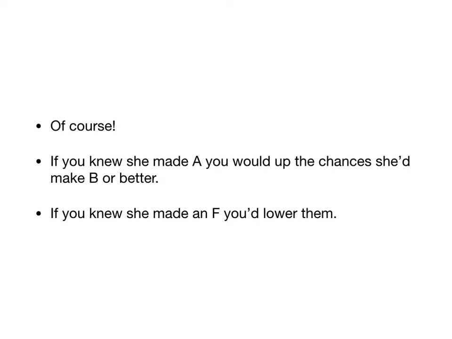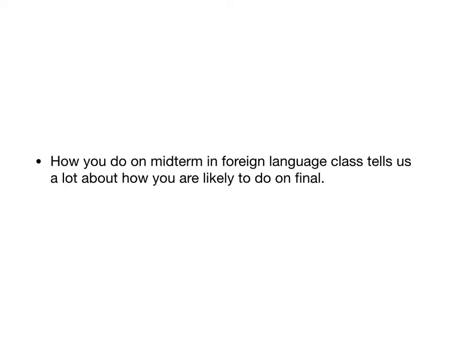If you knew she made an F, you would lower the chances, right? You knew she made an A, you would bet more money, you would probably take worse odds. If you knew she made an F, you might not want to bet at all. If you did, you would bet less money and or you would want better odds, right? The point here is how you do on a midterm in a foreign language class tells us a lot about how you are likely to do on the final, right?